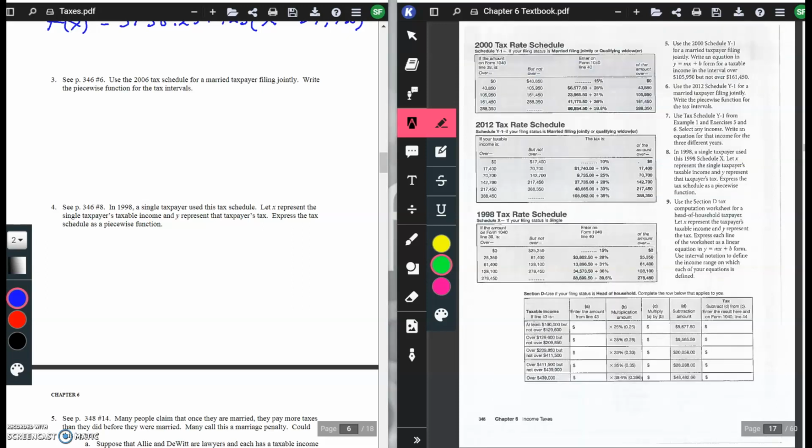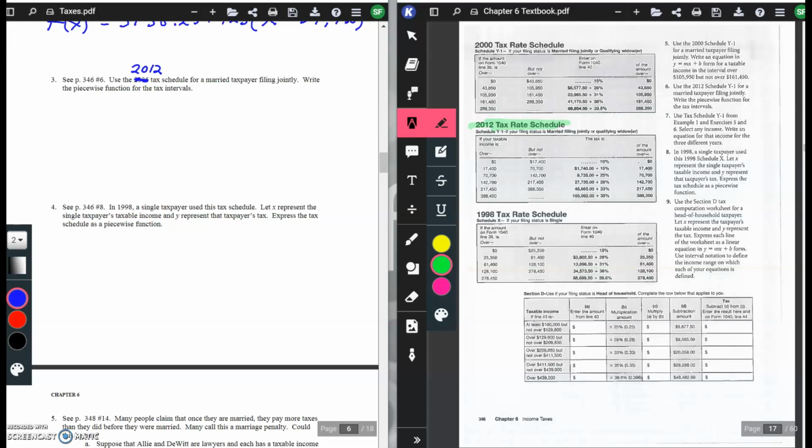All right, just a quick correction on number 6 here. For number 6, it says to use your 2012. Make sure you cross this out, and we're going to use the 2012 version. If you look at your textbook, you see the 2012 tax schedule right here. That's the one we are going to use. We're going to create our equations for this one. Based on your 1, 2, 3, 4, 5, 6 different rates, we're going to have 6 different potential equations.